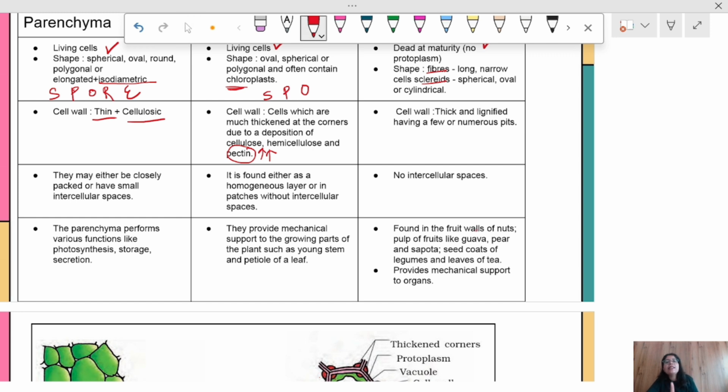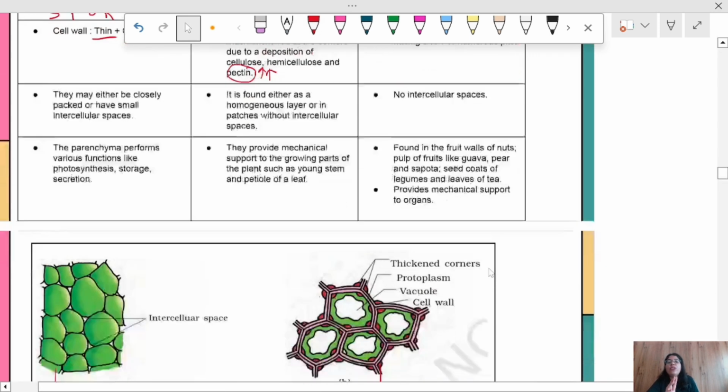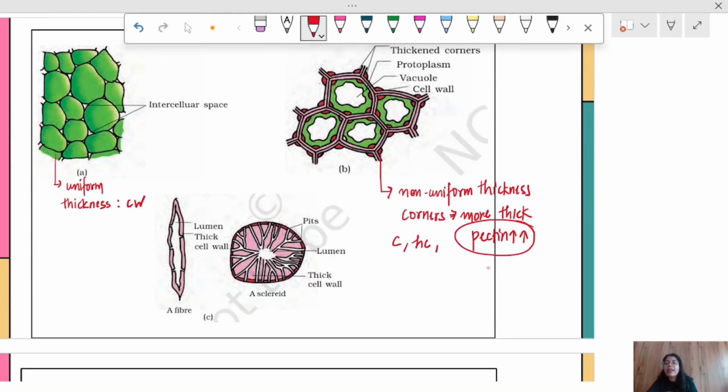Here in the dead cells, in the sclerenchyma, you can see the cell wall is thick and lignified. Lignin is present, and it has few or numerous pits also. If you notice the diagram given here, here also I would like to tell you that the thickening is non-uniform. Why non-uniform thickness? Because there are certain places where lignin is absent. Look, at some places lignin is present in high amount, and at some places lignin is absolutely absent. Lignin is what? It is hydrophobic.